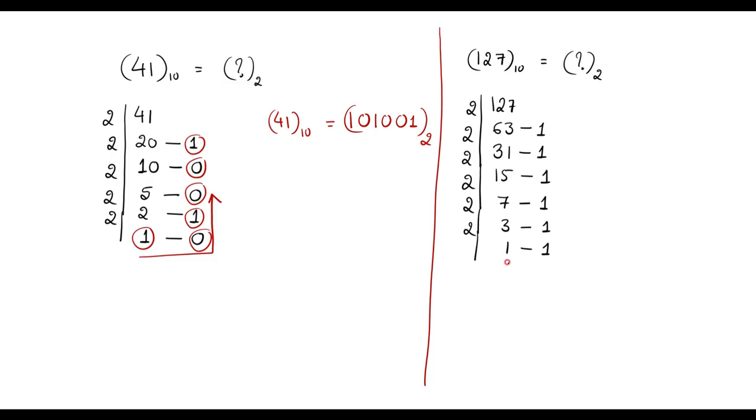Now write these numbers in bottom to up fashion. That is, we have 1 1 1 1, then 1 1 1. That is 1 1 1 1 1 1 1. So this is the binary equivalent of the given decimal number 127.